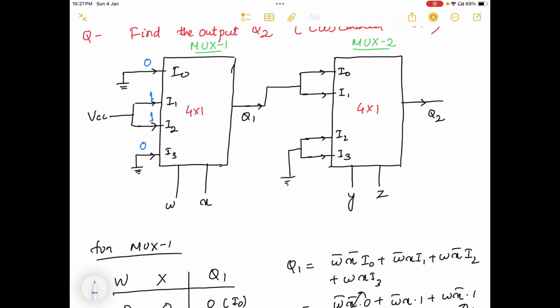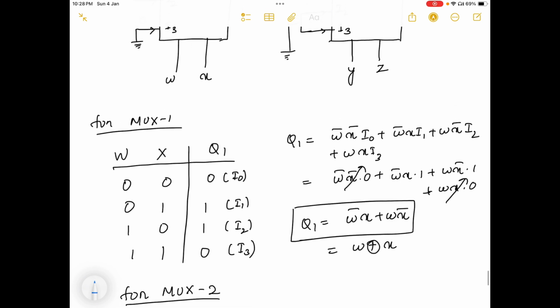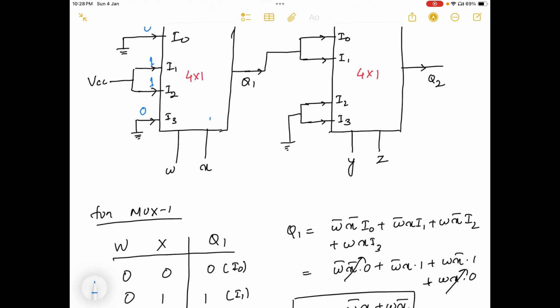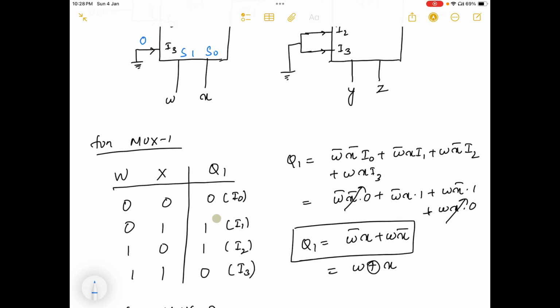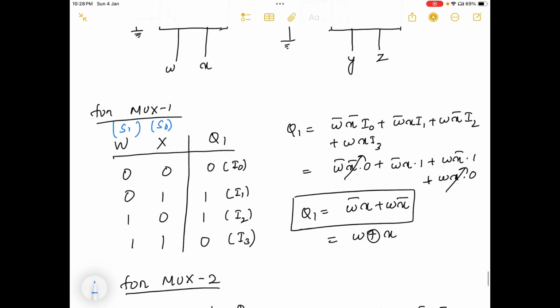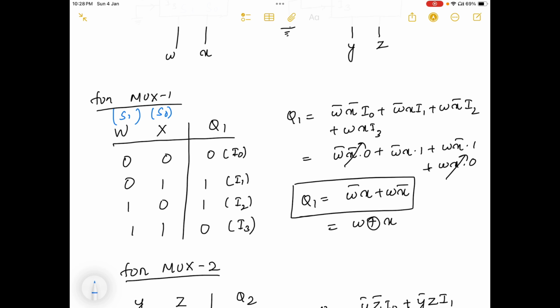If we write down the truth table for multiplexer 1, there are two selection lines, S0 and S1, given as W and X. So these are the selection lines, S1 and S0, and the output is Q1. As it has two selection lines, we have four possible combinations: 00, 01, 10, 11. When 00 is selected, Q1 should be I0. If 01 is selected, Q1 should be I1. If 10 is selected, Q1 should be I2. For 11, Q1 should be I3.